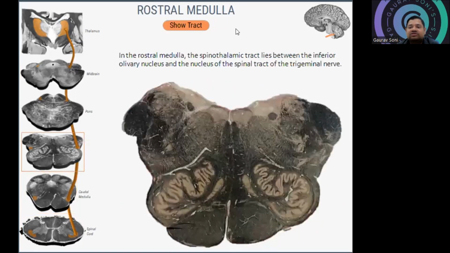Next is the rostral medulla. In the rostral medulla, the spinothalamic tract lies between the inferior olivary nucleus and the nucleus of the spinal tract of the trigeminal nerve. If you are not recalling the parts of the brain stem, you can see the lecture which has already been uploaded about the overview of the brain stem. Again, on the lateral side only, between the inferior olivary nucleus and the nucleus of the spinal tract of the trigeminal nerve, the spinothalamic tract will pass upwards towards the pons.